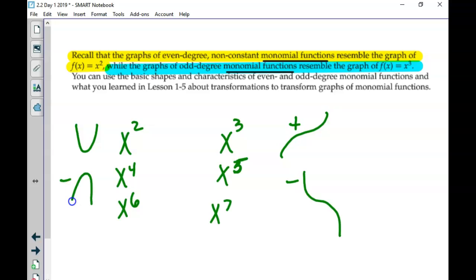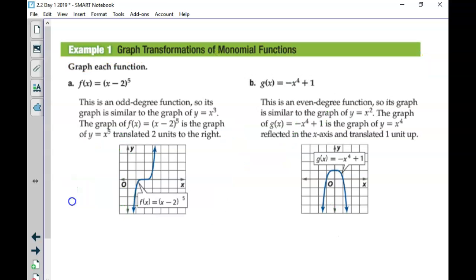But today we're going to talk about things that are not a single term. Oh, first we're going to talk about transformations. This is a degree 5, so it should look like that. But what does that do to it, guys, real quick?